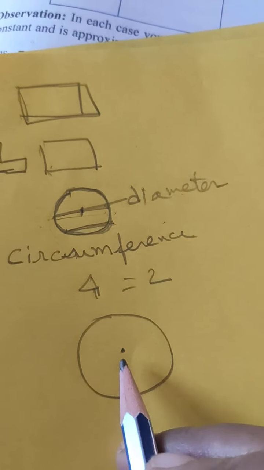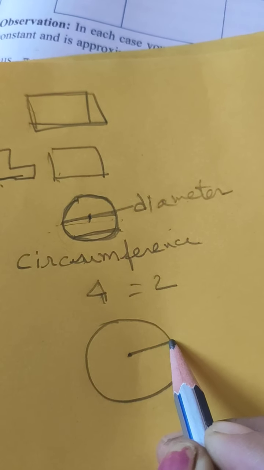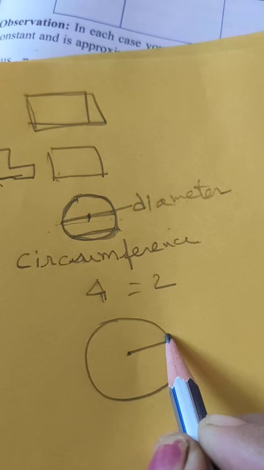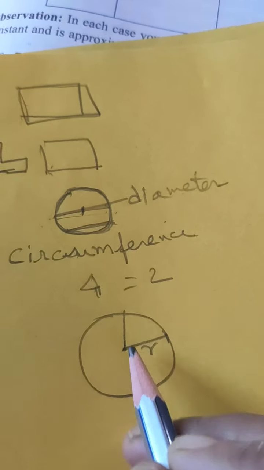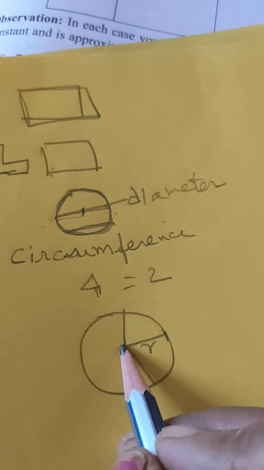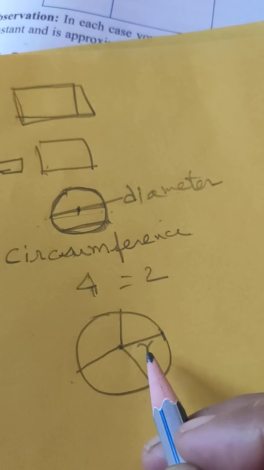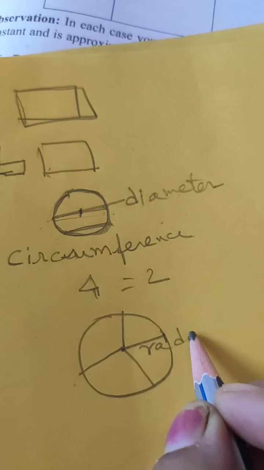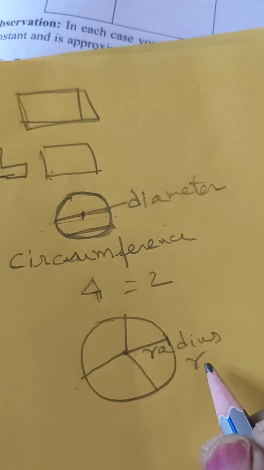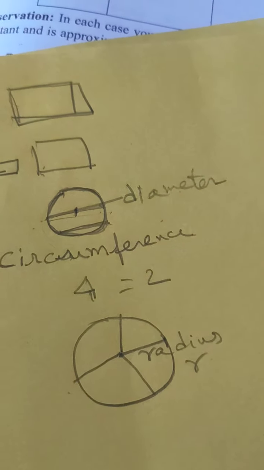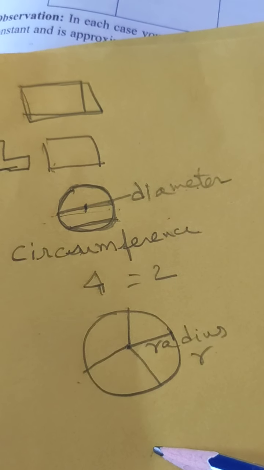This is the midpoint of the circle. Starting from the midpoint, any line that joins the circumference of the circle is known as the radius. It can be this, it can be this, it can be this. But it starts from the midpoint and joins to the end of the circle. It is denoted by R. Clear? So this was the basic thing: what is circumference, what is diameter, and what is radius.